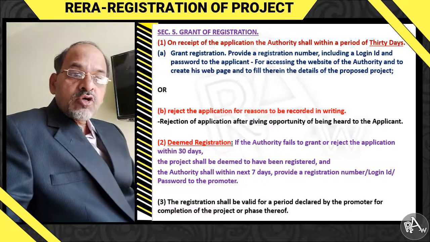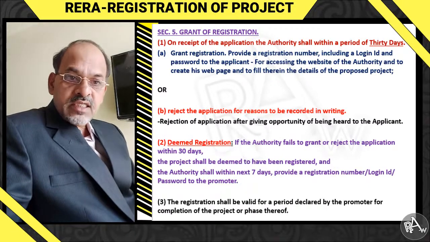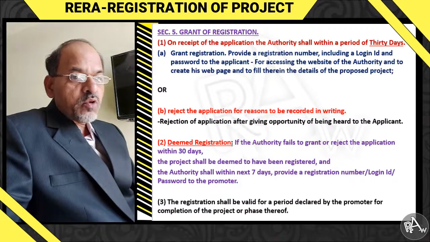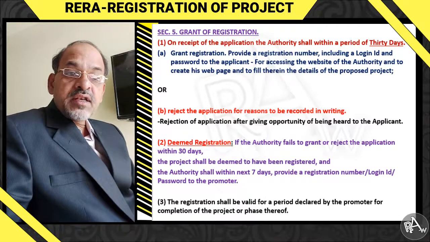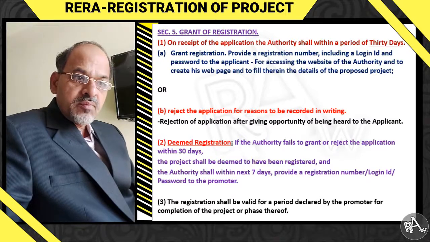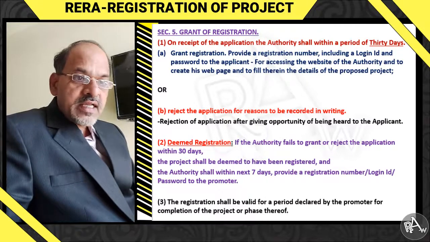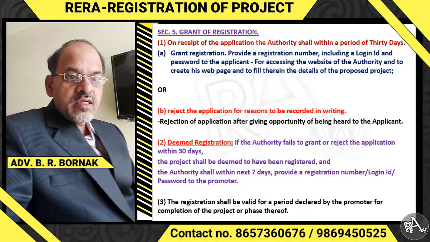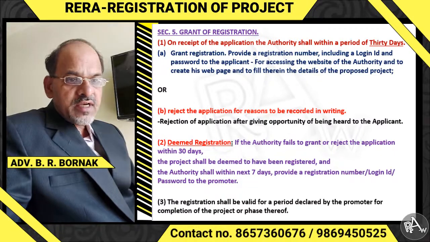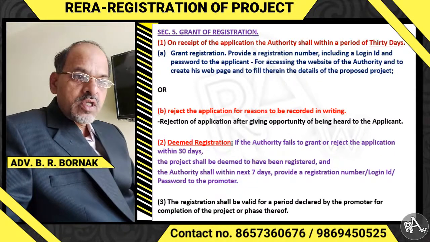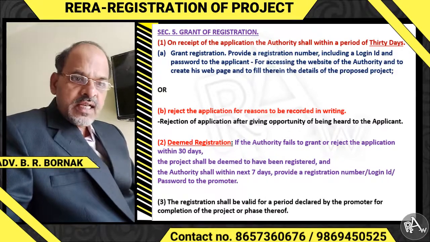Now there is provision under subsection 2 of section 5 about deemed registration. What is that? If the authority fails to grant or reject the application for registration within 30 days, then the project shall be deemed to have been registered, and the authority shall within next 7 days provide a registration number, login ID and password to the promoter. Means after expiry of 30 days, if there is no action from the RERA authority, then the project is deemed to have been registered, and within next 7 days the RERA authority will have to issue the promoter a registration number, login ID and password to access the website of the RERA authority.